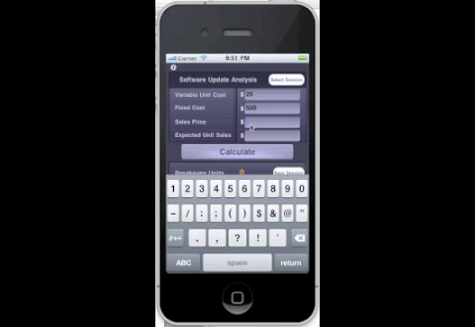Sales price is the price that we plan to sell every unit. Let's say for our case it's $75. Expected unit sales are the expected units you plan to sell. Let's say in our case we think we can sell 50.